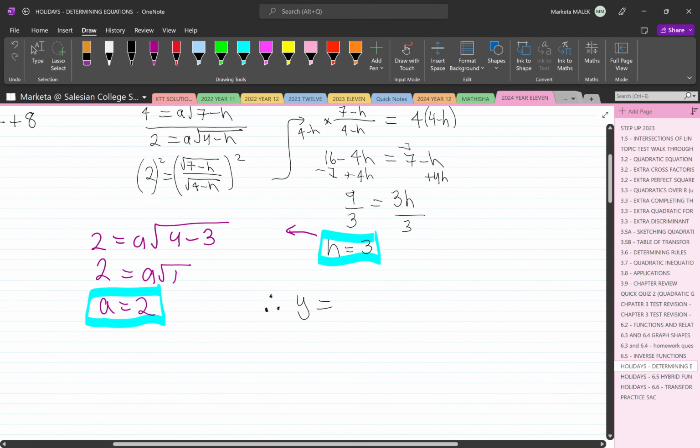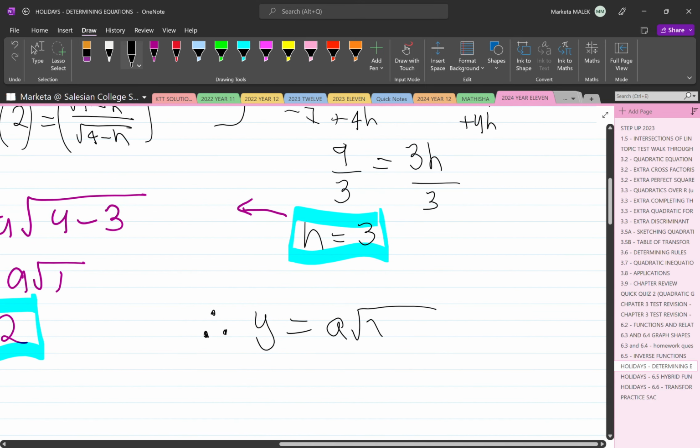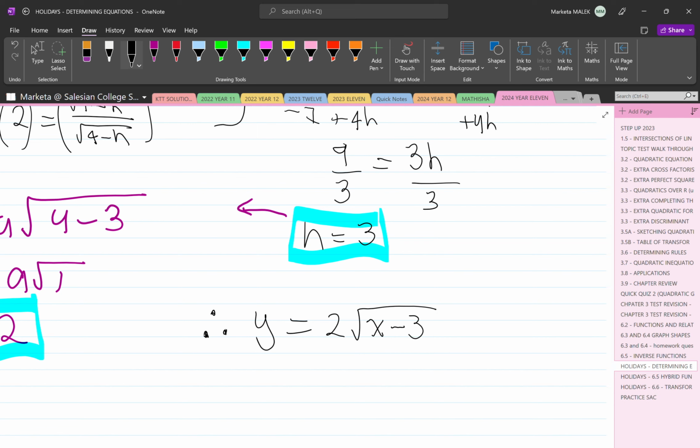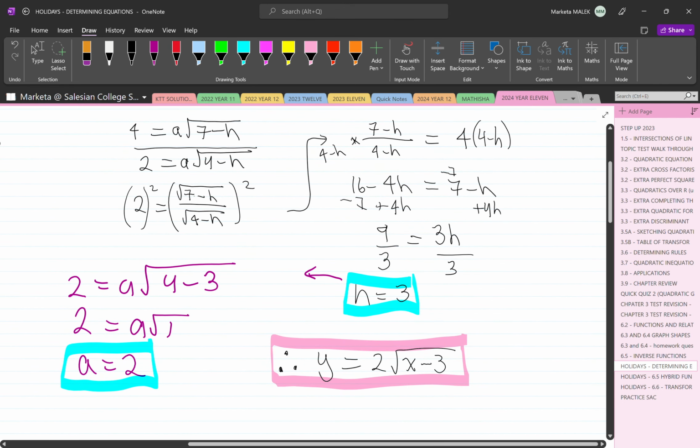A x minus h. All right, a x, whoops, and a is 2 minus 3. So that would be our equation. So by doing that, we've listed the values of a and h, we've found the values of the pronumerals, and we've also stated them in the equation form.